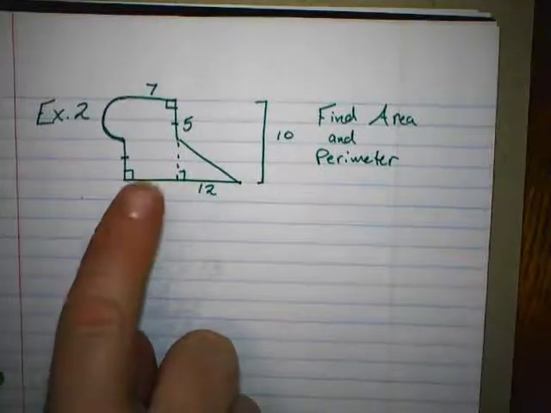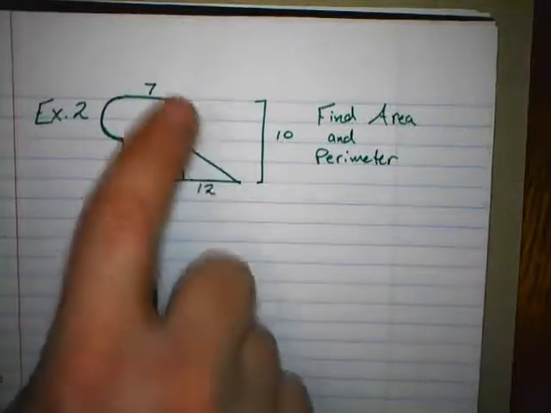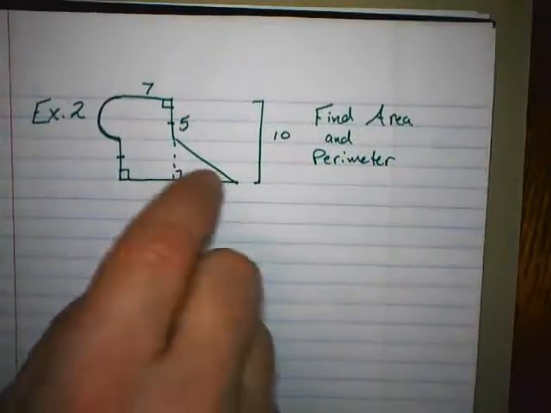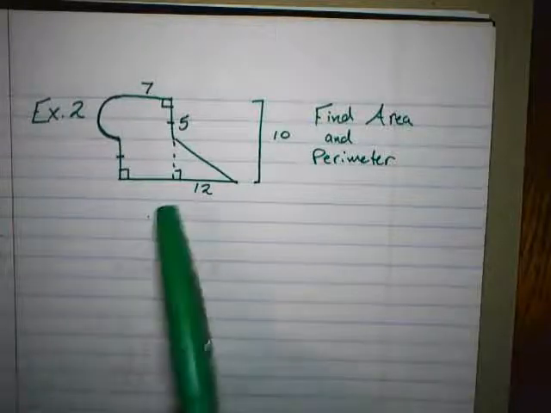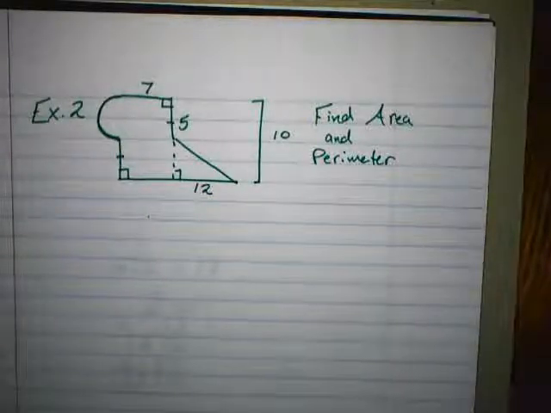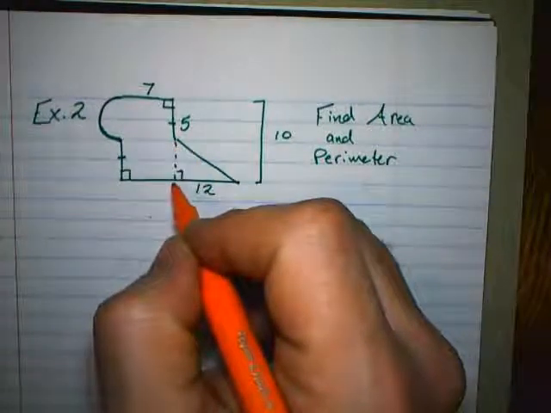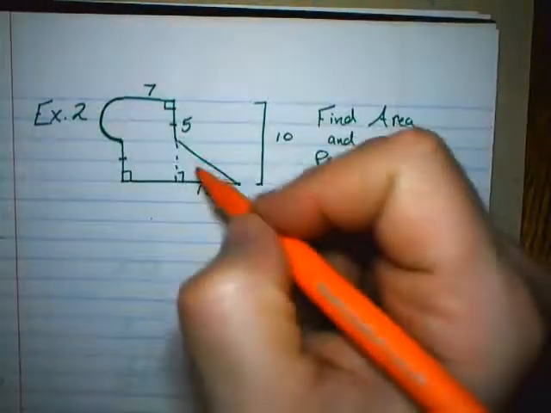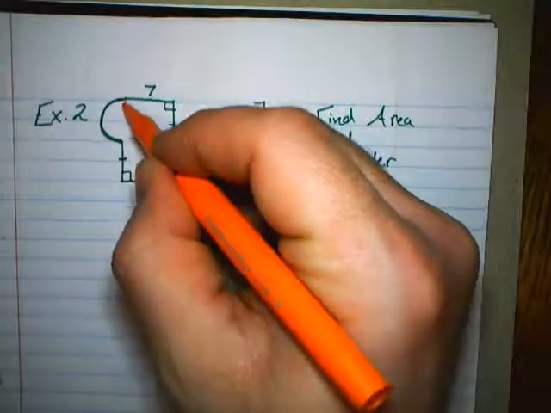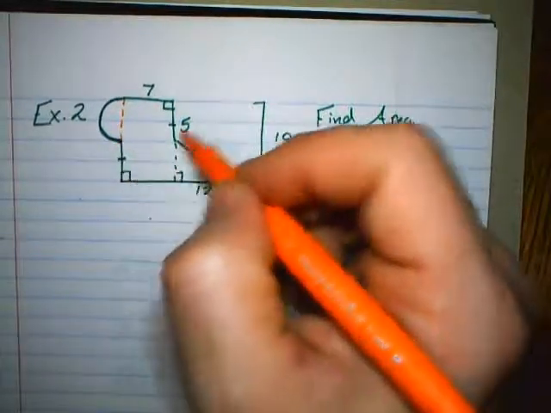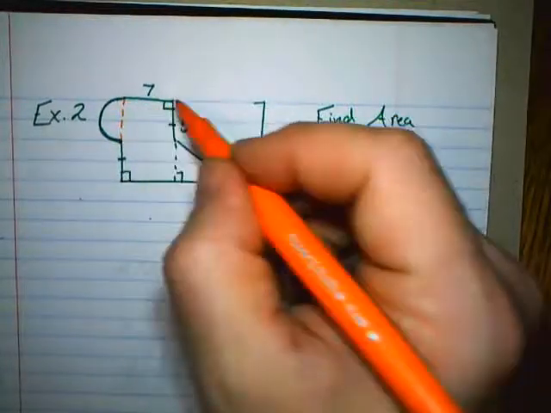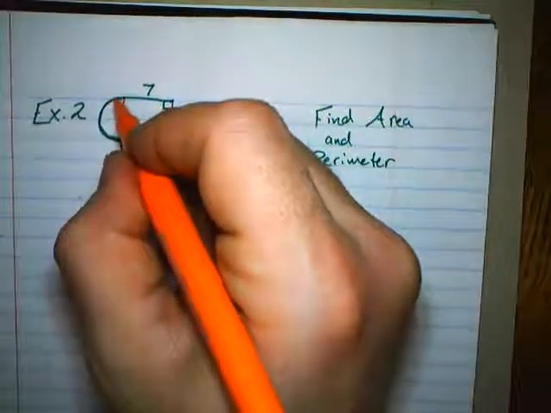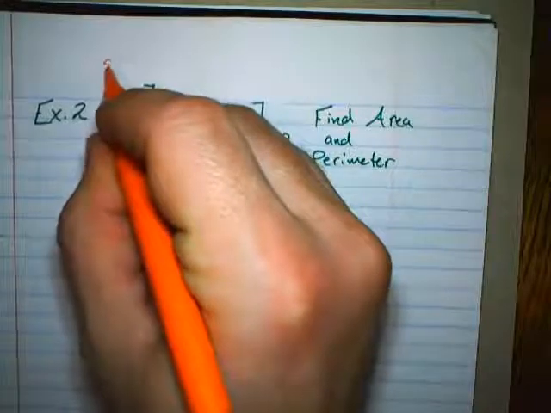I'm assuming you have this copied down and are ready to go. In this example, we have several figures put together, and we want to find the area and perimeter of this one figure. What I want you to see is how they have separated this figure. I've already put the dotted line for you here to show that this is a triangle on the side. And if I look in the center here and put another dotted line here, that becomes a rectangle that is 7 by this total height. That makes this a semicircle.